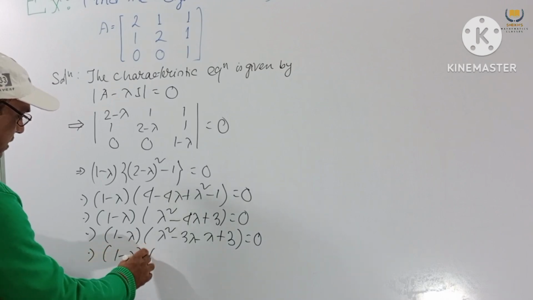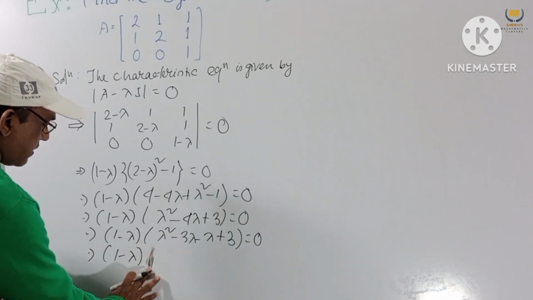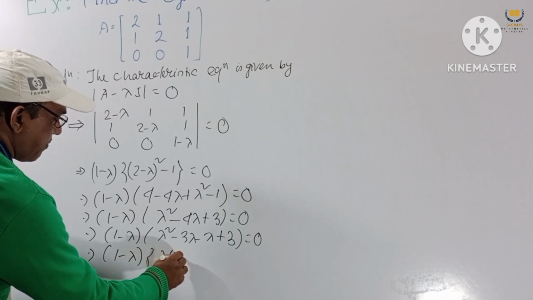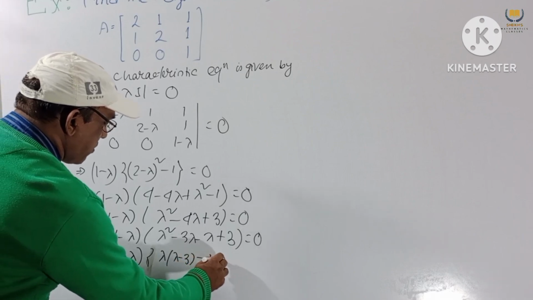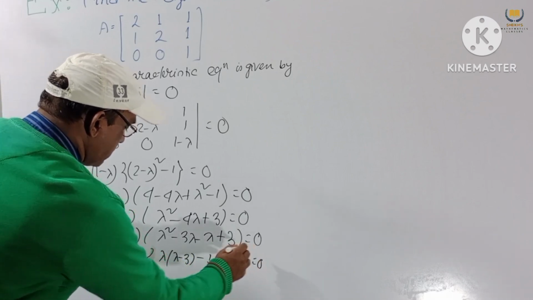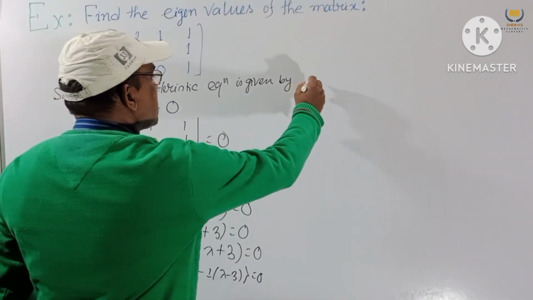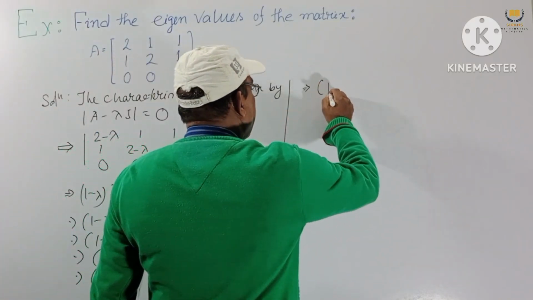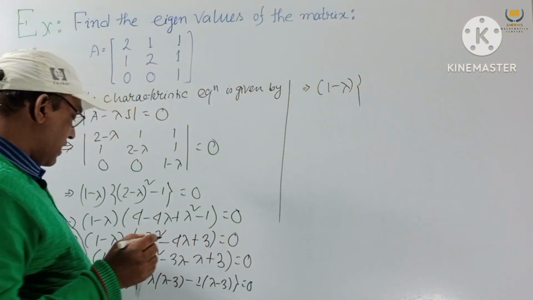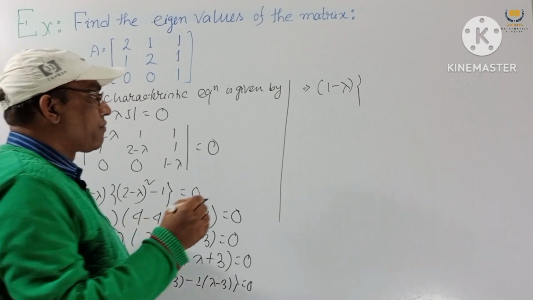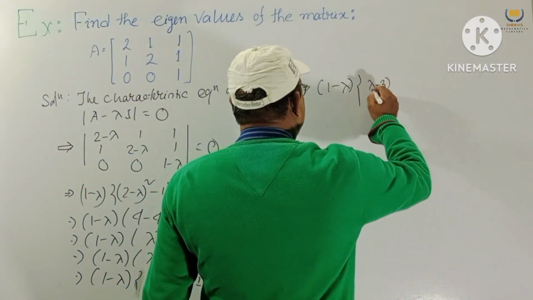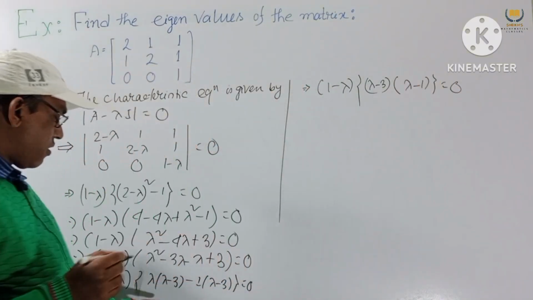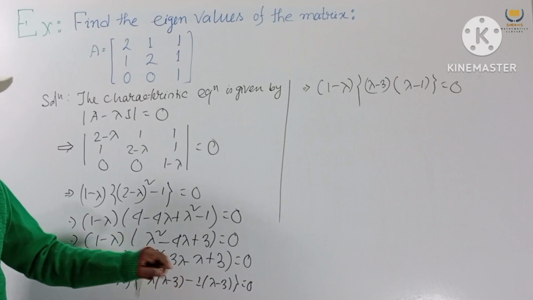1 minus lambda, taking lambda common, we get lambda minus 3 minus 1 common, lambda minus 3, this equal to 0. And this implies 1 minus lambda remains same, then lambda minus 3 common, we get lambda minus 1, this equal to 0. From these two, lambda minus 3 common, we get lambda minus 1.